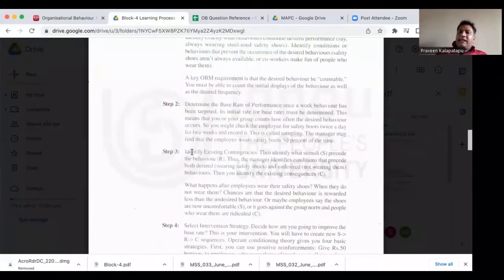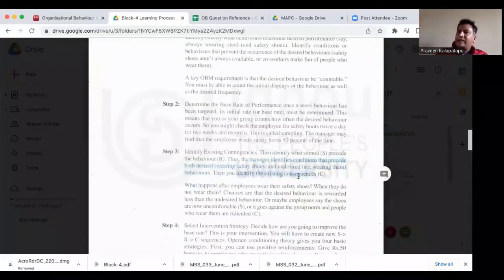So step 3 says identify existing contingencies. Okay. I thought contingency is the wrong word when I read this particular text, so I changed it to consequence. Let me read what exactly it says in the book as well. Identify what stimuli precede the behavior. What is it that causes the behavior? The manager identifies the conditions that cause both desired and undesired behaviors.